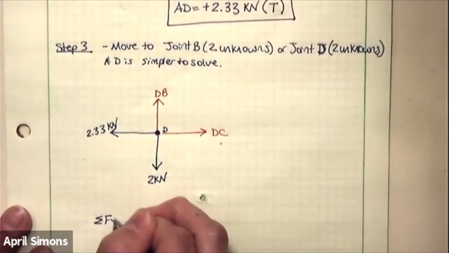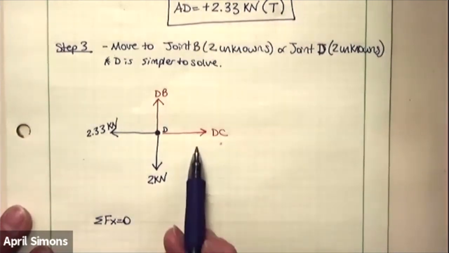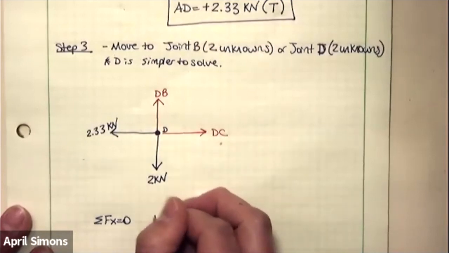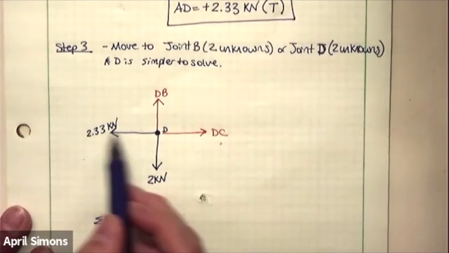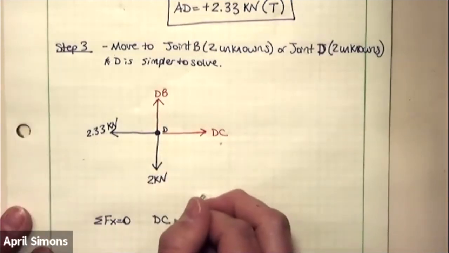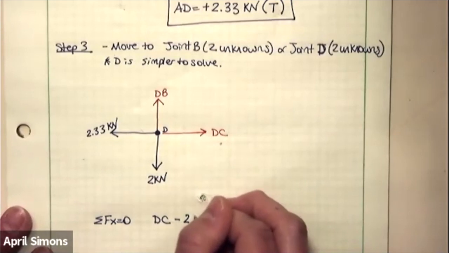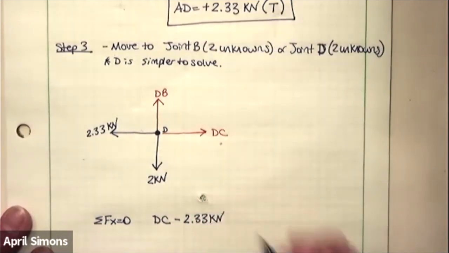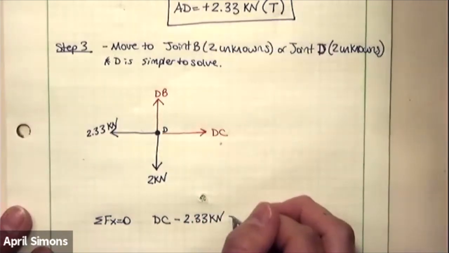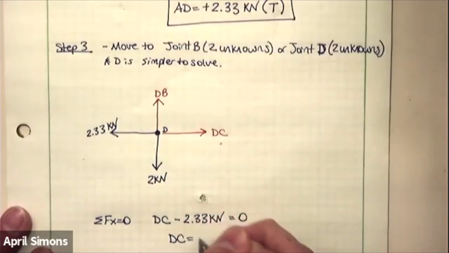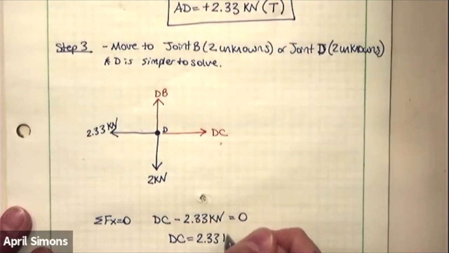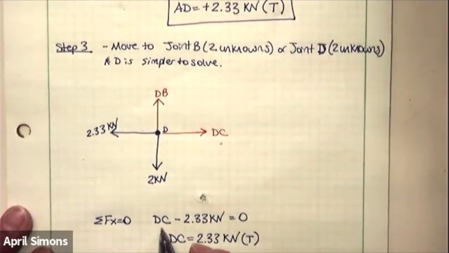Sum of the forces in the X equals 0. We have DC. It's drawn positive. AD is drawn negative since it's to the left, so minus 2.33 kilonewtons equals 0. So DC is 2.33 kilonewtons positive. So DC is in tension.